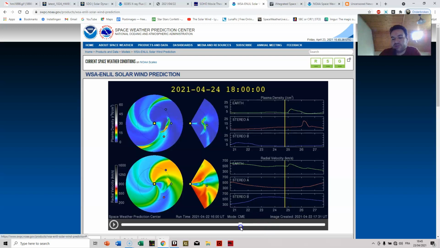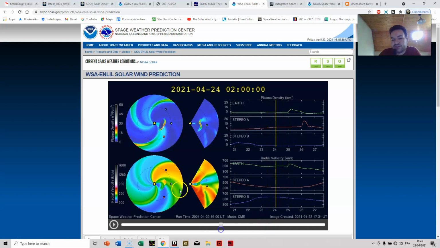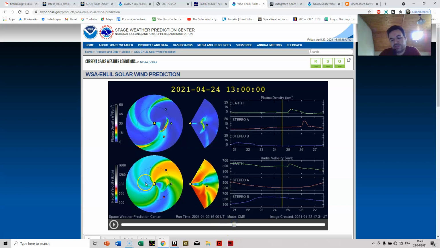However, if we look at the speed, and this is really odd, we see the opposite. Velocity-wise, these are actually accelerated particles, because we can see it when it hits. See this red over here? This is at least 600 kilometers a second. And mind you, this is just a prediction. It could be higher when it actually hits.